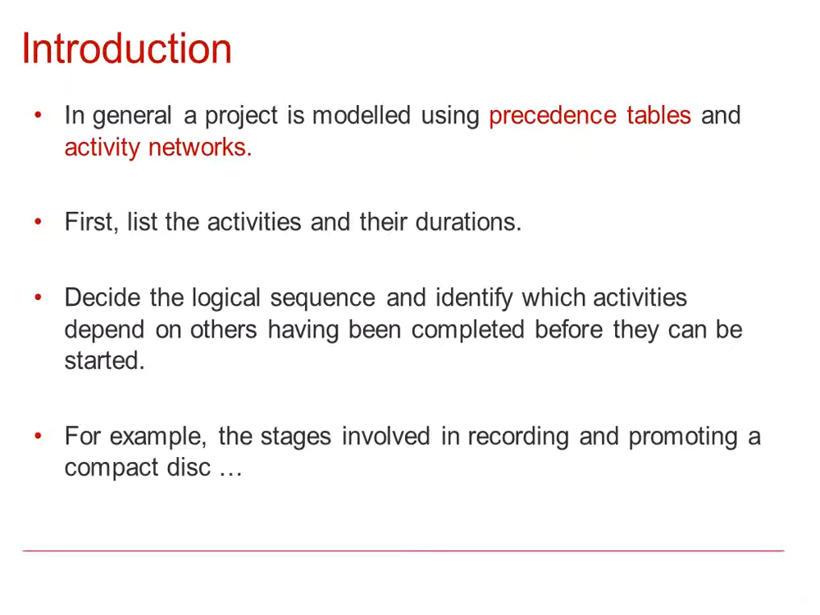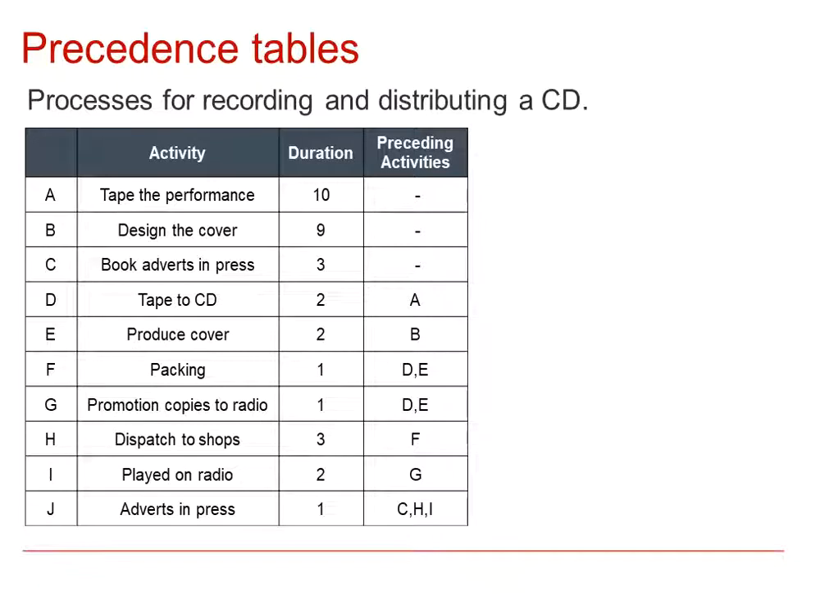In general, a project is modelled using what's called a precedence table, and we draw what are called activity networks. First, we list the activities and their durations. We decide the logical sequence and identify which activities, depending on others, need to be completed before they can be started. For example, the stages involved in recording and promoting a compact disc. So here is a precedence table for recording and distributing a CD.